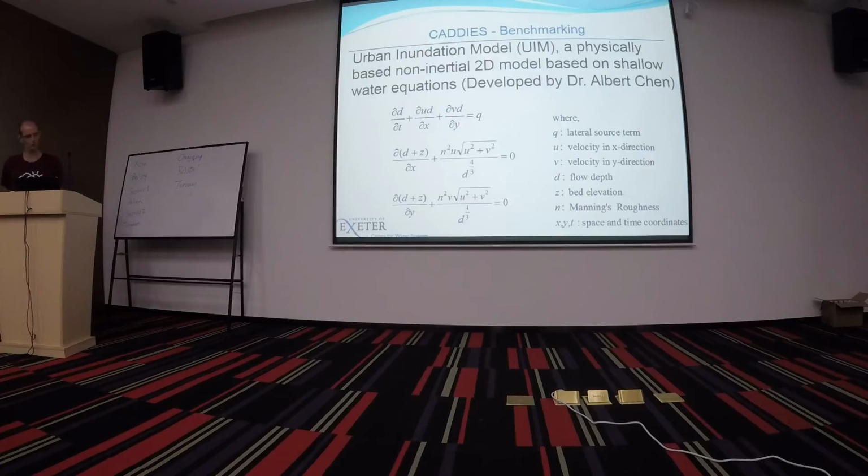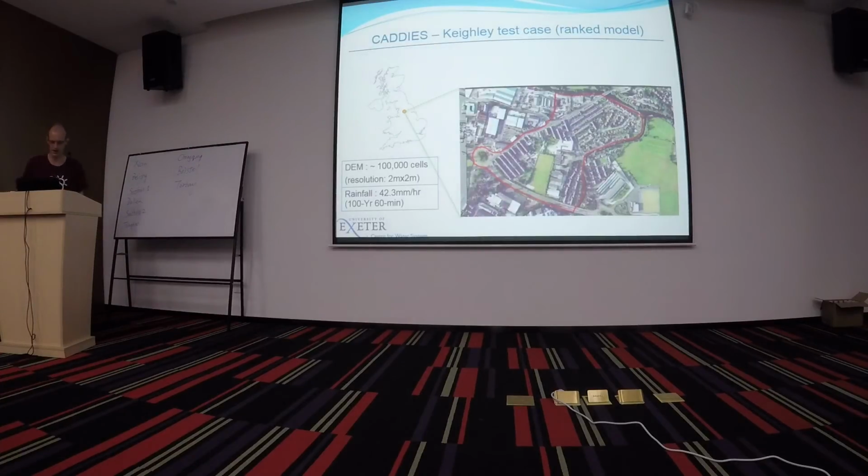So I'm going to go through a few cases just to show you what you can do with these. So this is an area called Keithley. So the DEM here is 100,000 cells, 2-meter cell sizes, and we applied a rainfall rate, which is the equivalent of 1 in 100 year, for a duration of 60 minutes.